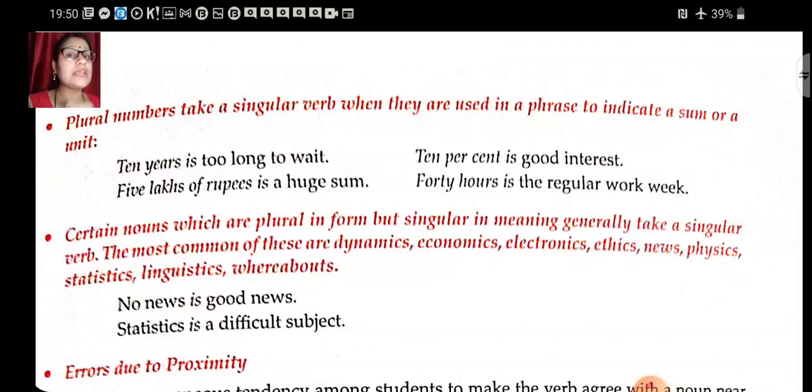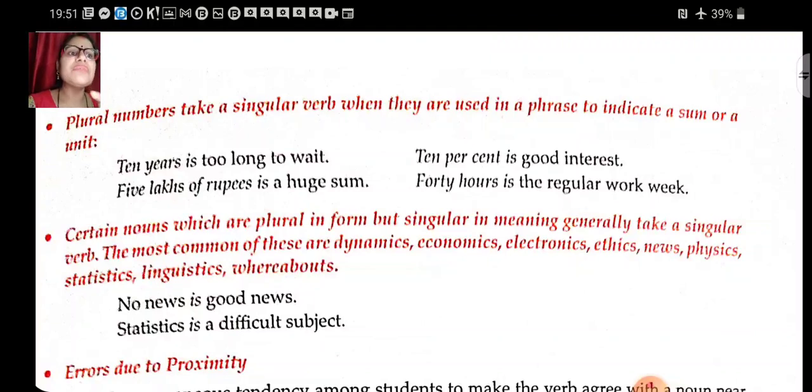You are having a question in your assignment about it also. Certain nouns which are plural in form but singular in meaning generally take a singular verb. The most common of these are dynamics, economics, electronics, ethics, news, physics, statistics, linguistics, whereabouts. So there are certain nouns which are plural in form. It means when you hear that noun, you are not getting a single idea, you are getting a whole big number of ideas.